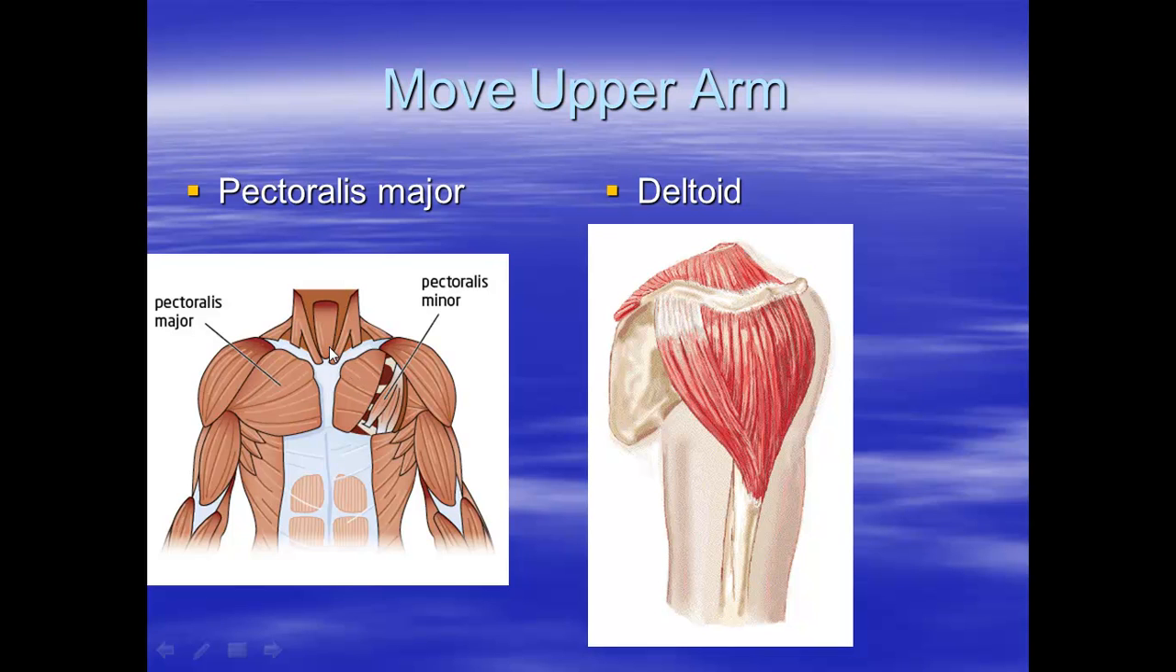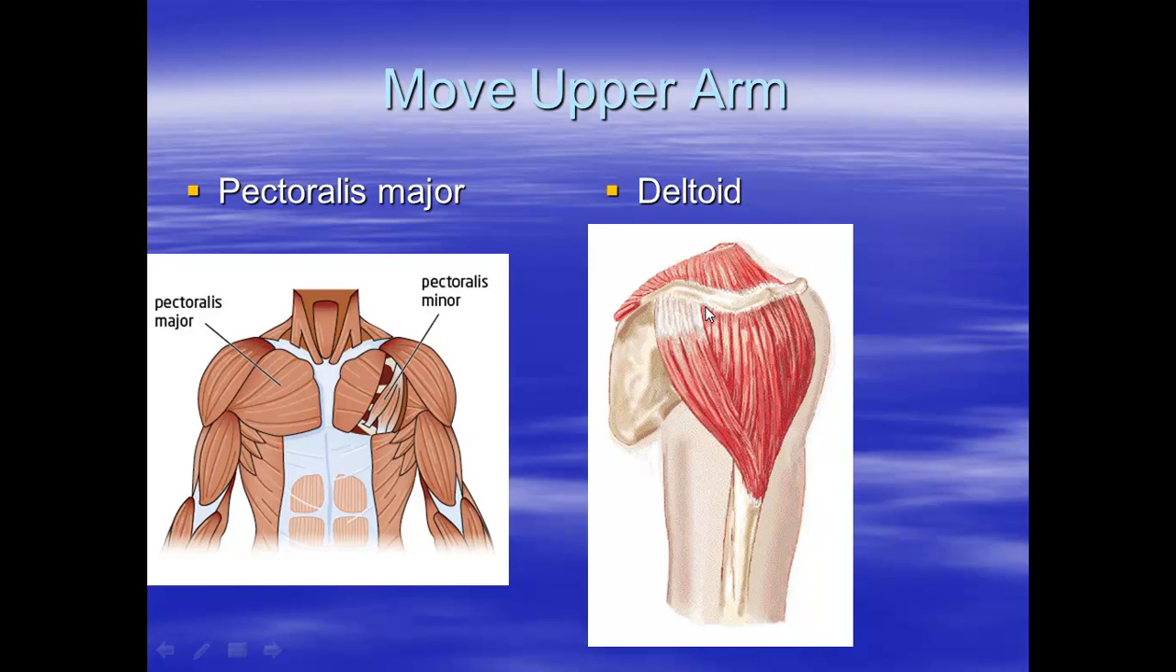If we look at pectoralis major, it aids in flexing and helping adduct, which means to bring closer towards the body, the upper arm. Its insertion is on the humerus, and its origin is on the sternum, clavicle, and upper rib cartilage. So you hear the sternum, clavicle, and the upper rib cartilage.